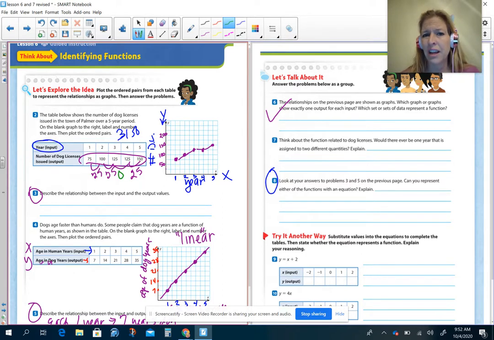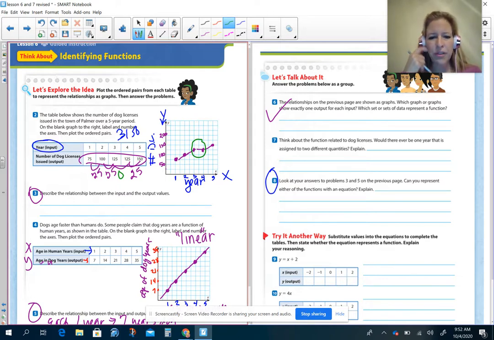I can't, can I? Why not? Is it consistent enough? Does it go up the same every time? Well, right here it didn't, did it? That's why my equation wouldn't work.